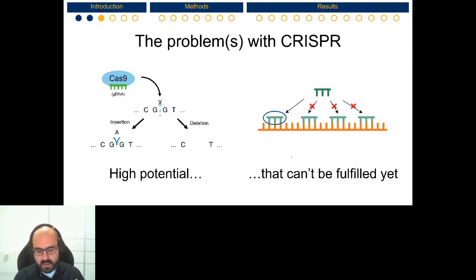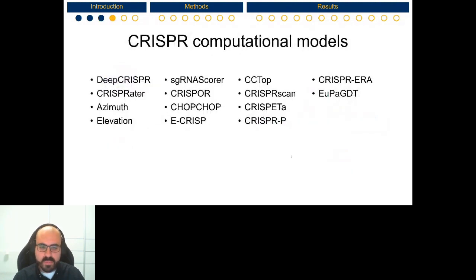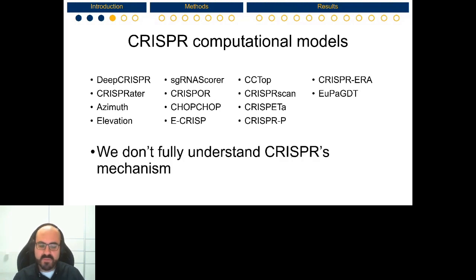And to that end, several computational models were developed in the last decade. Computational models for the prediction of CRISPR efficiency, the probability of inducing a mutation, of editing the genome, but there's still a lot of room for improvement. And the main reason is that we don't fully understand what affects CRISPR, what are its determinants, and how to predict the mechanism and its outcomes.